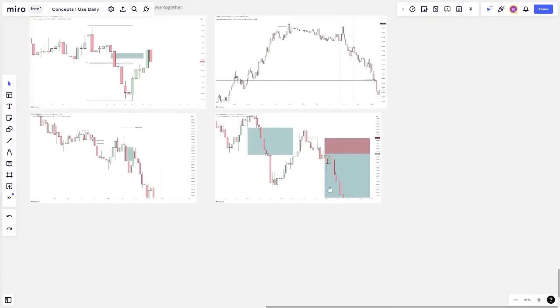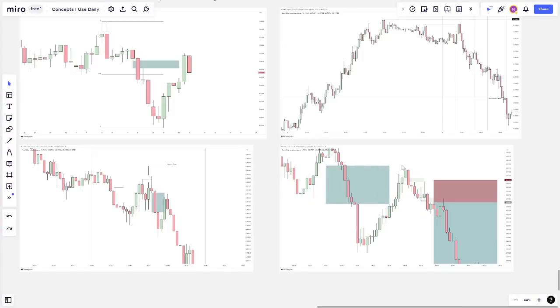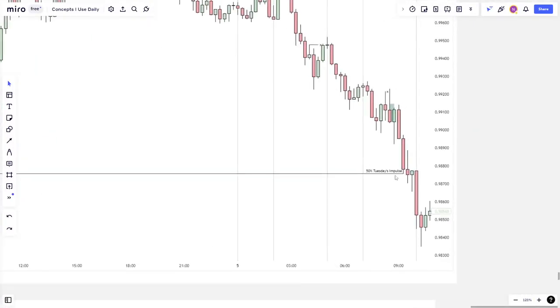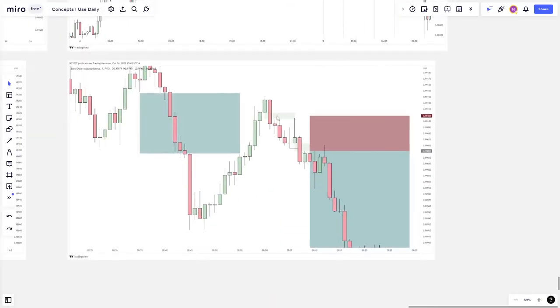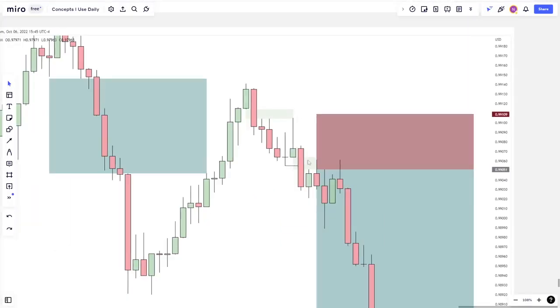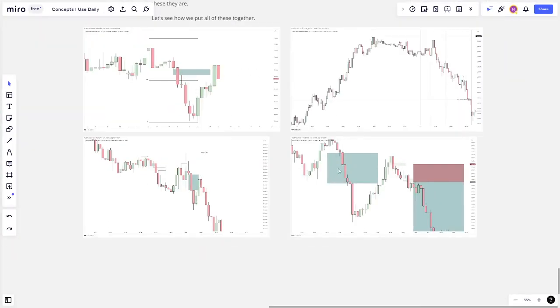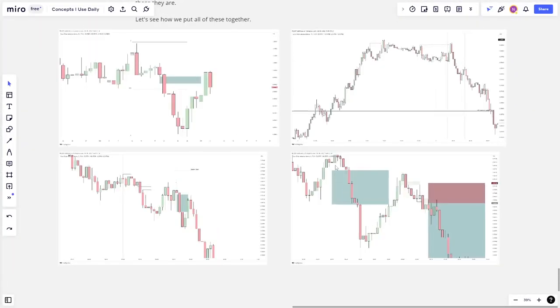I didn't take a screenshot of the target. The target was 50% of Tuesday's impulse, a 5.07 R by putting my stop loss above that high. So what did we do in just this scenario? Of course, I'll show more examples, don't worry.